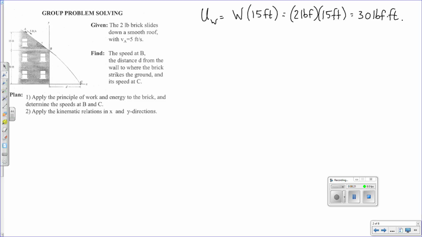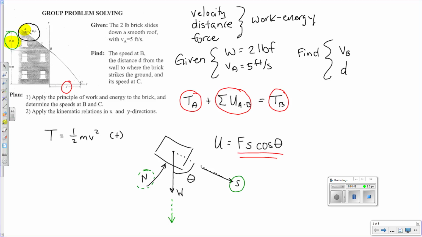Remember, whenever we're talking about work, we need to associate each amount of work to a respective force. Work and force go hand in hand with one another. So the amount of work that's done by the weight force is 30-pound force feet. And as we said before, the amount of work done by that normal force is 0 because it is pointing 90 degrees at all times with respect to the direction that the object is moving. So the normal force does no work, the weight force does positive work.